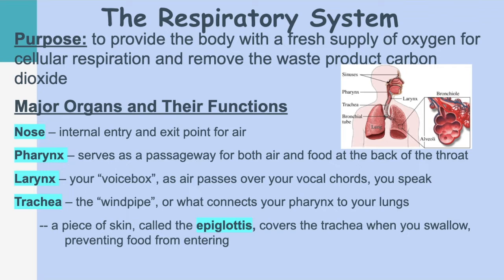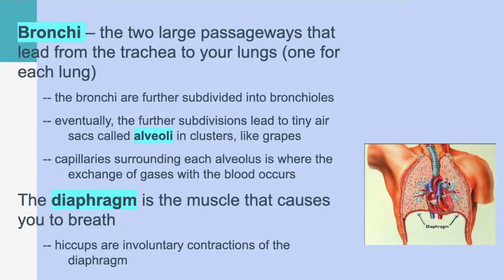The larynx is your voice box, and as air passes over your vocal cords, you speak. And your trachea is your windpipe, or what connects your pharynx to your lungs. A piece of skin called the epiglottis covers the trachea when you swallow, preventing food from entering.